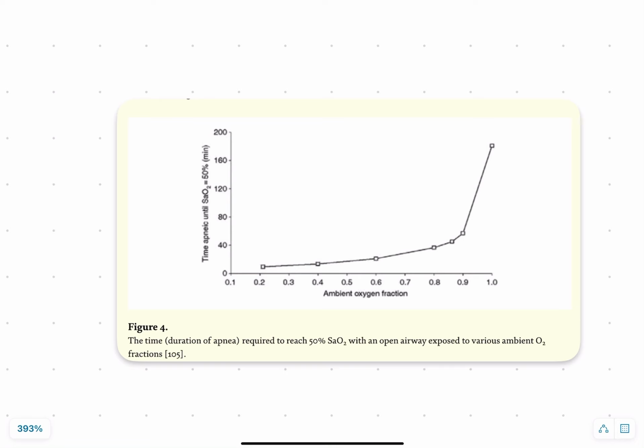If you see this particular graph, if you put a patient on 100% and put in a closed circuit, even if they are paralyzed, it may take more than 2 to 3 hours for them to get profoundly hypoxic. Why is that? This is due to the difference between the solubility of oxygen and carbon dioxide and also the respiratory quotient. So let's talk about the solubility of oxygen and carbon dioxide first.